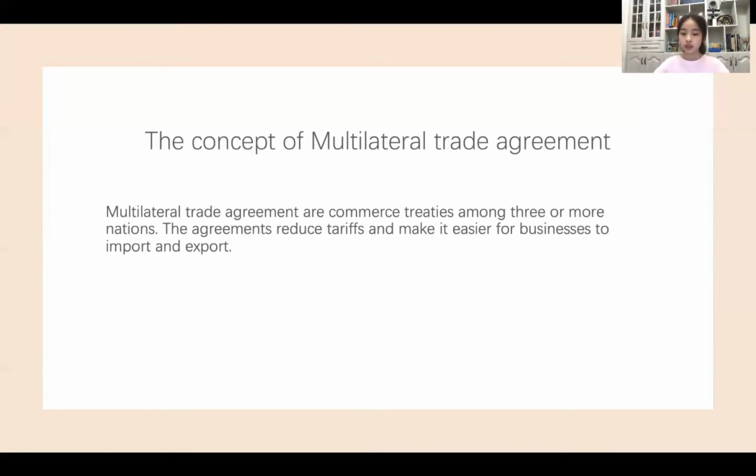Second, I would like to introduce multilateral trade agreements. Multilateral trade agreements are made between two or more countries to strengthen the economies of member countries by exchanging goods and services among them. They build commercial relationships, trade facilitation, and financial investment among member countries.